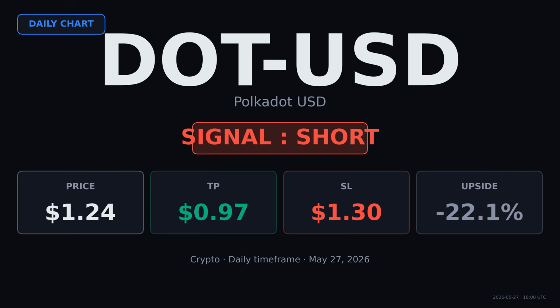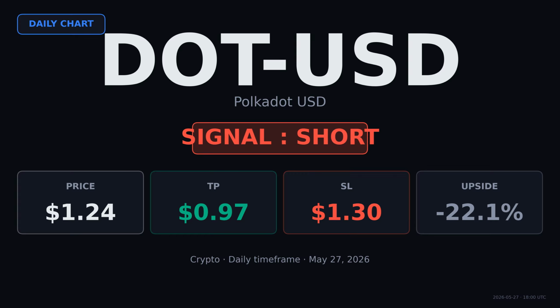All right, so today we're breaking down Polkadot USD, ticker DOT-USD, on the daily time frame. This one's a short setup. Bias is to the downside. We'll go through what's driving that, the patterns the system's picking up, the volatility backdrop, and a clean trade plan with TP and SL levels.